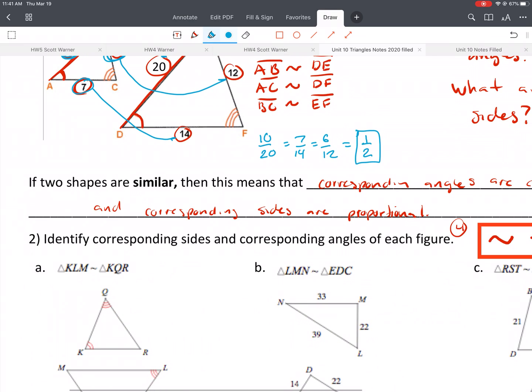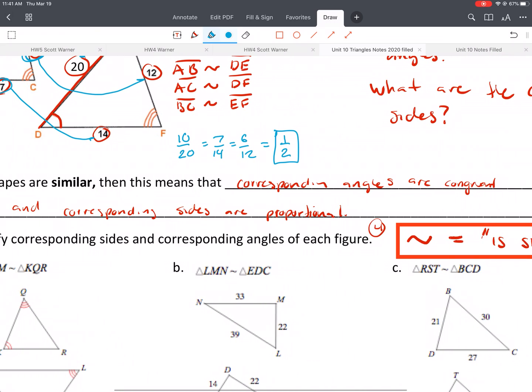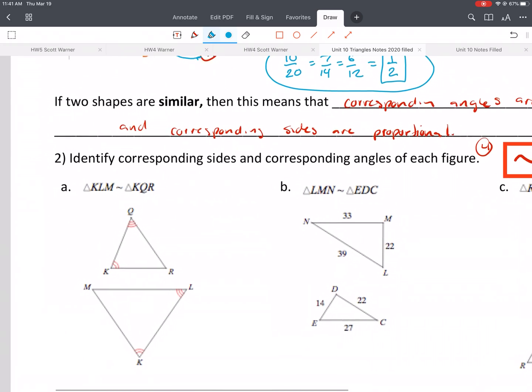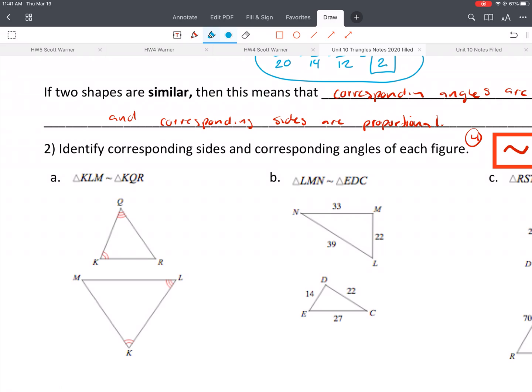So it says here, if two shapes are similar, that means that corresponding angles are congruent and corresponding sides are proportional. So this is what we did here. We proved that they are proportional. And again, this little squiggly line means "is similar to." So it says identify corresponding sides and corresponding angles for each. They're telling us right here that they are similar, so we don't need to prove that they're similar. They're already telling us that they're similar, which means that the sides are proportional.